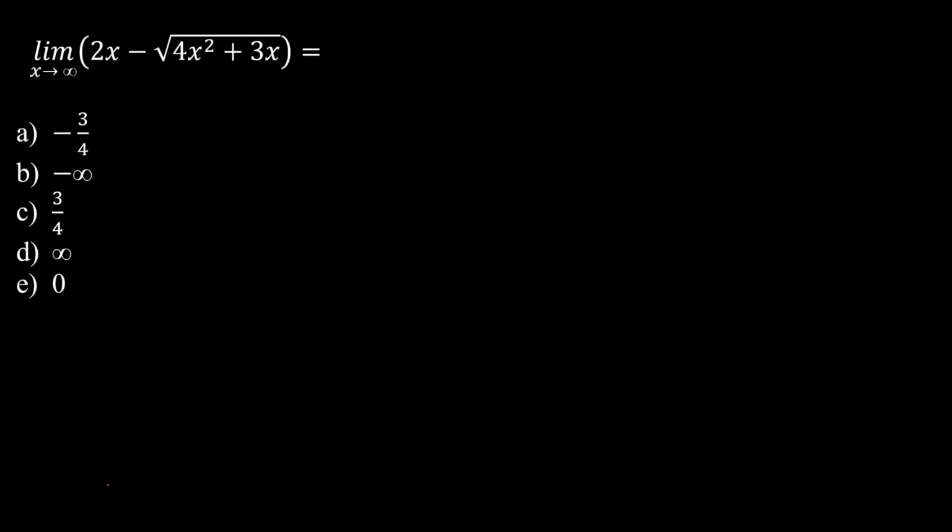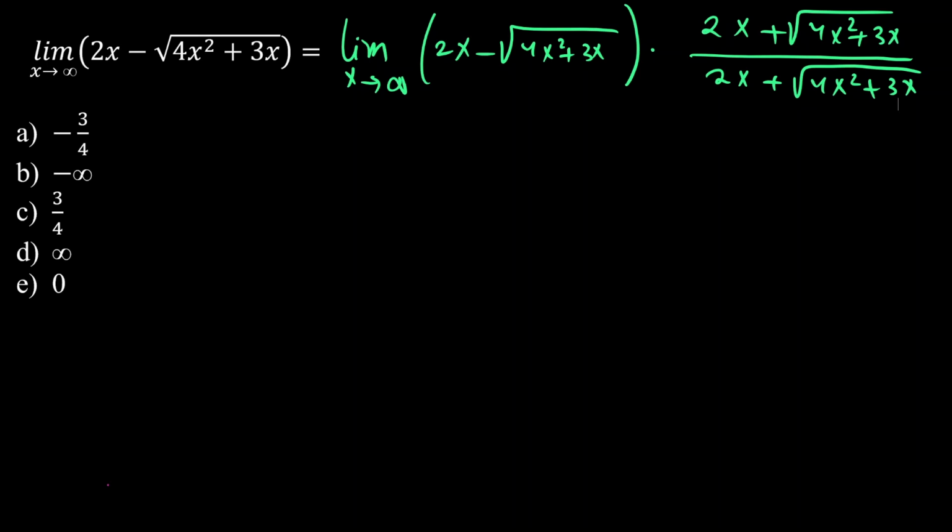Okay, then how do we do this problem? We do it by just multiplying by the conjugate, which is a very usual technique. So this is the limit as x goes to infinity of the expression 2x minus the square root of 4x squared plus 3x, and I'm going to multiply that by the conjugate. And of course I will multiply up and down by the conjugate, so as if I do nothing to the expression. Now I will just do some algebra.